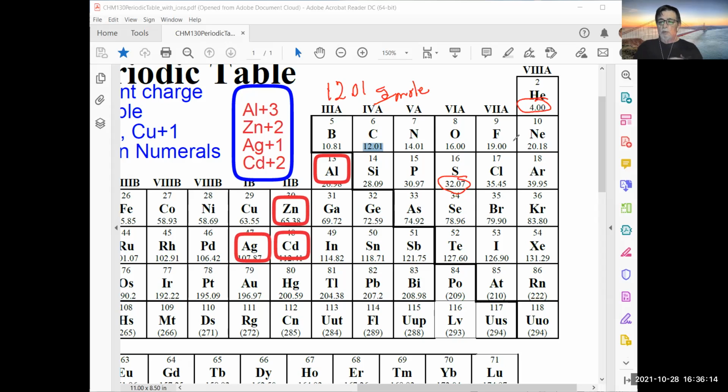Okay. And so one should be able to answer, if someone asks you the question, all right, let's ask the question. If you have 1 mole of nickel, which I've highlighted, circled, number 28, how much does that weigh? How much does that nickel weigh if I have 1 mole of nickel? Anybody want to take a shot at that?